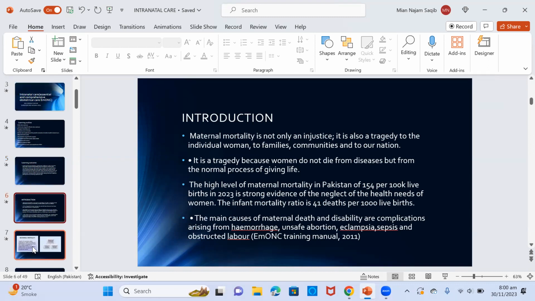Introduction. Maternal mortality is not only an injustice, it is also a tragedy to the individual woman, to families, communities, and to our nation. It is a tragedy because women do not die from diseases but the normal process of giving birth. The high level of maternal mortality in Pakistan of 154 per 100K live births in 2023 is strong evidence of the neglect of the health needs of women. The infant mortality ratio is 41 deaths per 1,000 live births. The main cause of maternal death and disability or complications arising from hemorrhage, unsafe abortion, eclampsia, sepsis, and obstructive labor.